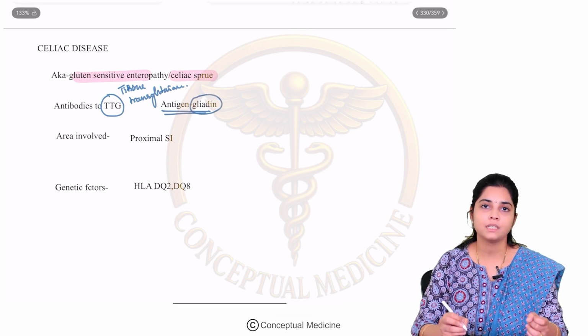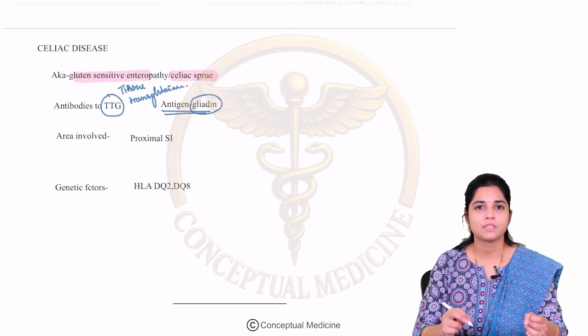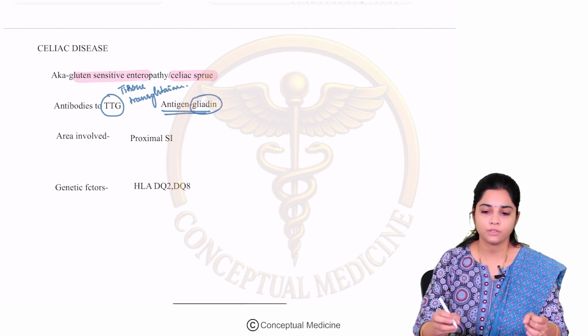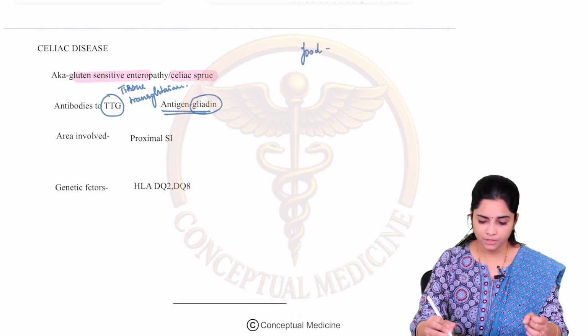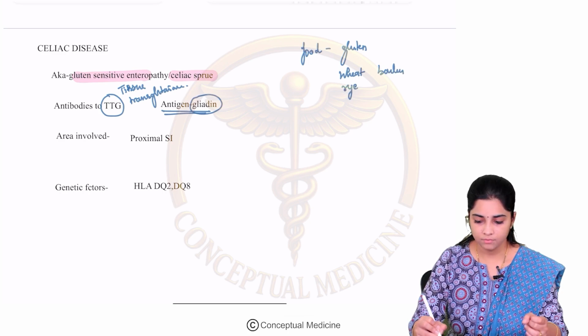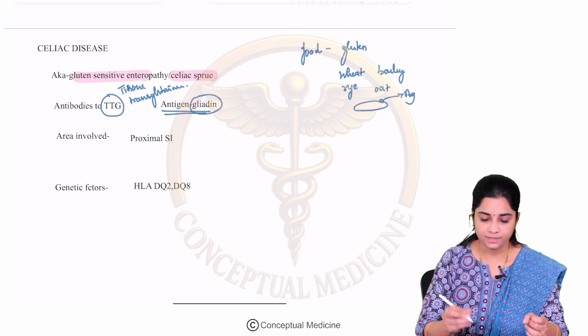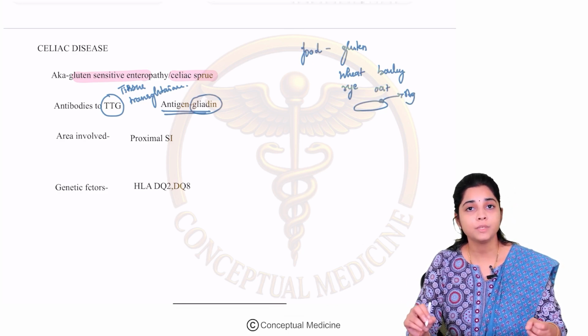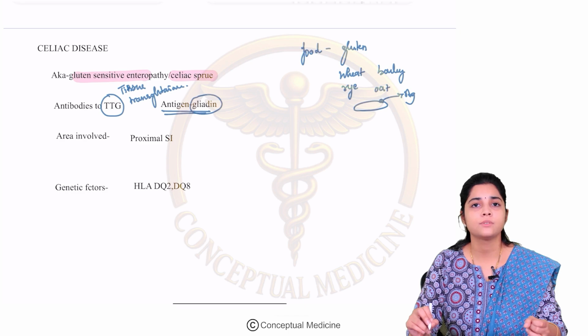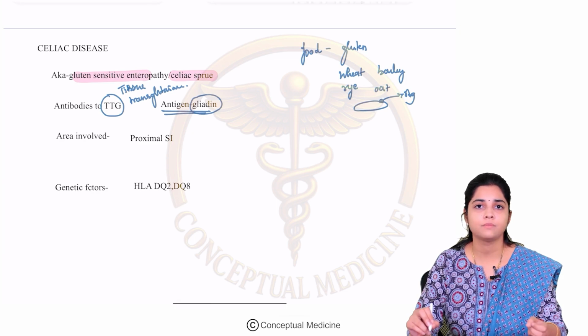What happens here is that there is a substance called gluten which is present in a lot of food products. What are the food products which have this substance gluten? This is your wheat, rye, barley and oats. In this gluten there is an antigen called gliadin. In certain predisposed individuals, due to unknown reasons, antibodies are produced against this antigen, gliadin.